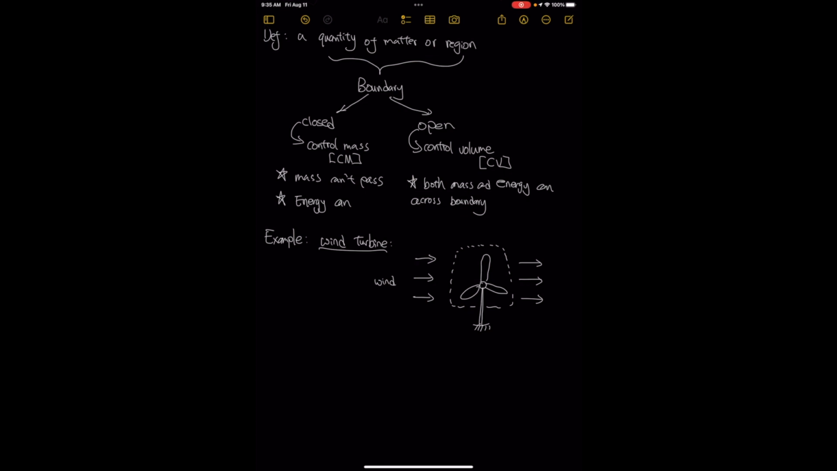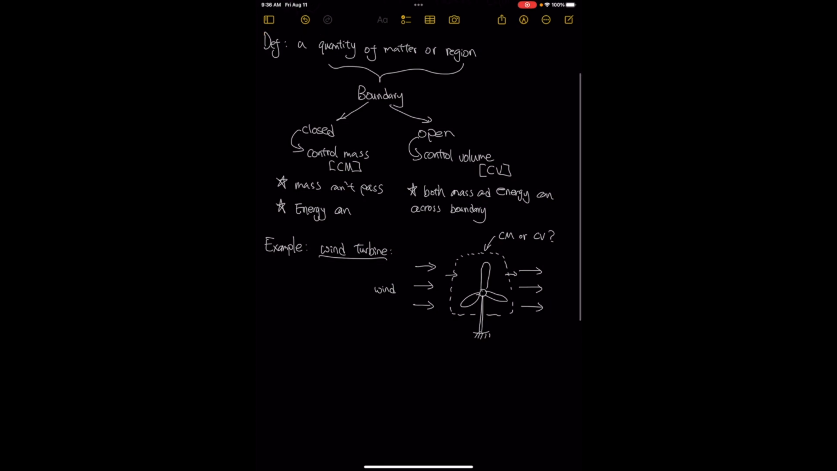region, right? So my first question for you guys is, you can pause the video, think about it for a second. Is it control mass or control volume? So the answer is, here you go. When the air molecule comes in to get closer to the turbine, right? And also air molecules can come out from the boundary. So in this case, it should be control volume, right?